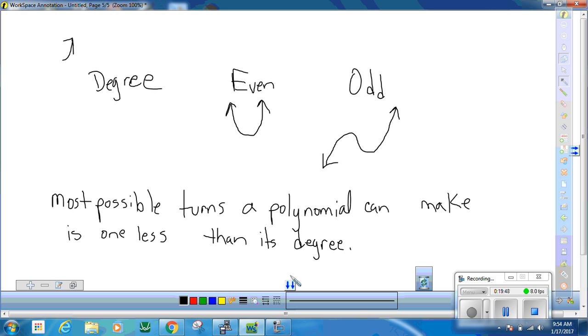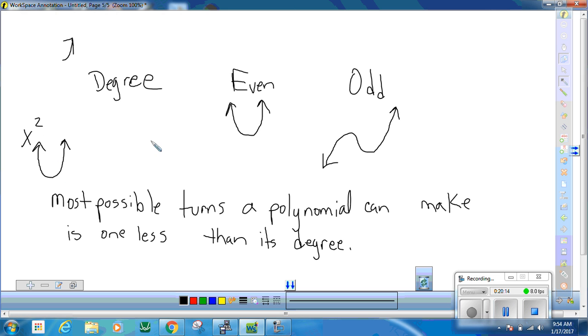Let's talk about one that we're familiar with. We've done x squared, right? We've done quadratics. That's a degree of 2. 1 less than 2 is 1. That means that the most turns that a quadratic can take is one turn, which is why quadratics always, always, always, always turn out to look like a parabola, because they can only make one turn.